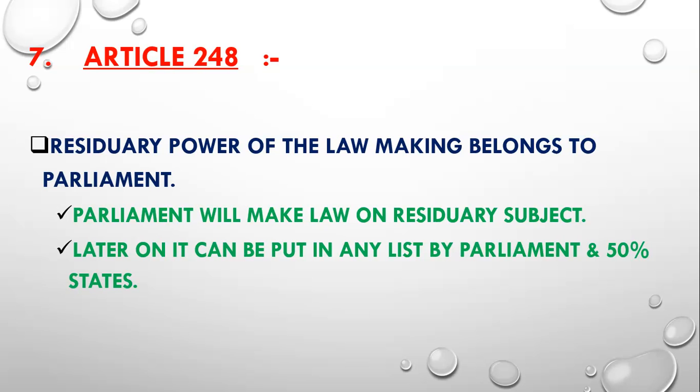State list, union list or concurrent list by the approval of parliament and 50% of the state legislature. So later on it can be put in any list by parliament and 50% of the state legislature. This is again a unitary feature of the Indian Constitution because this feature makes center more powerful.